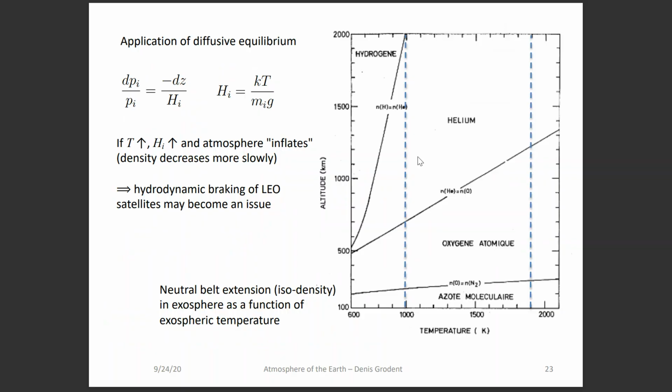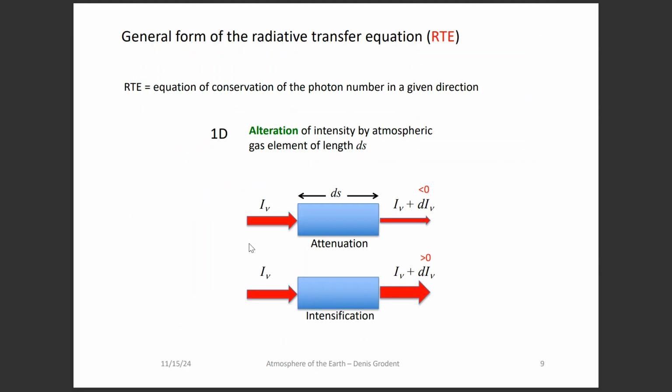So here we talk about the diffusive equilibrium. This is the scale height. We are in the thermosphere, heterosphere, so each component follows its own scale height. What do we see right here? Satellites may become an issue: at low Earth orbit, when the solar activity is high, we have hydrodynamic braking of satellites.